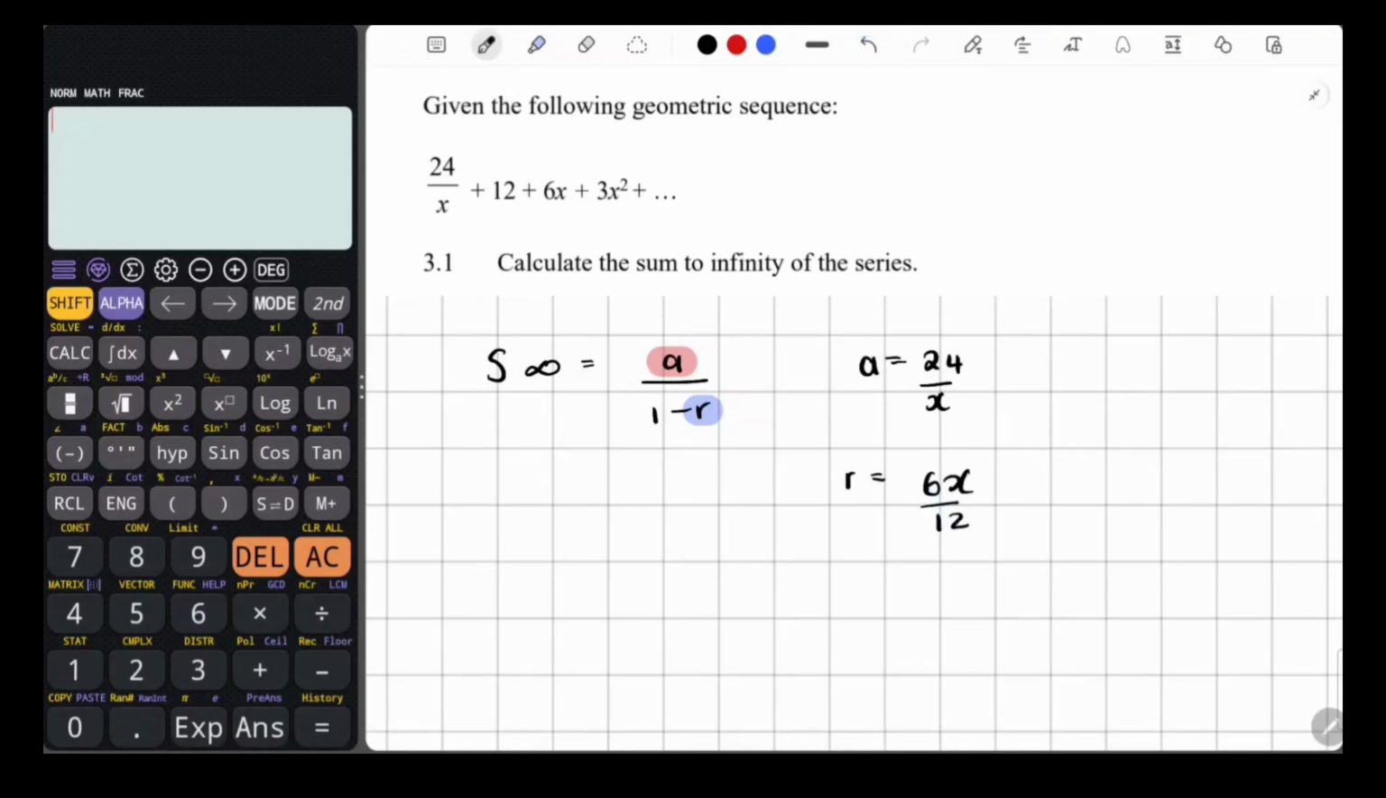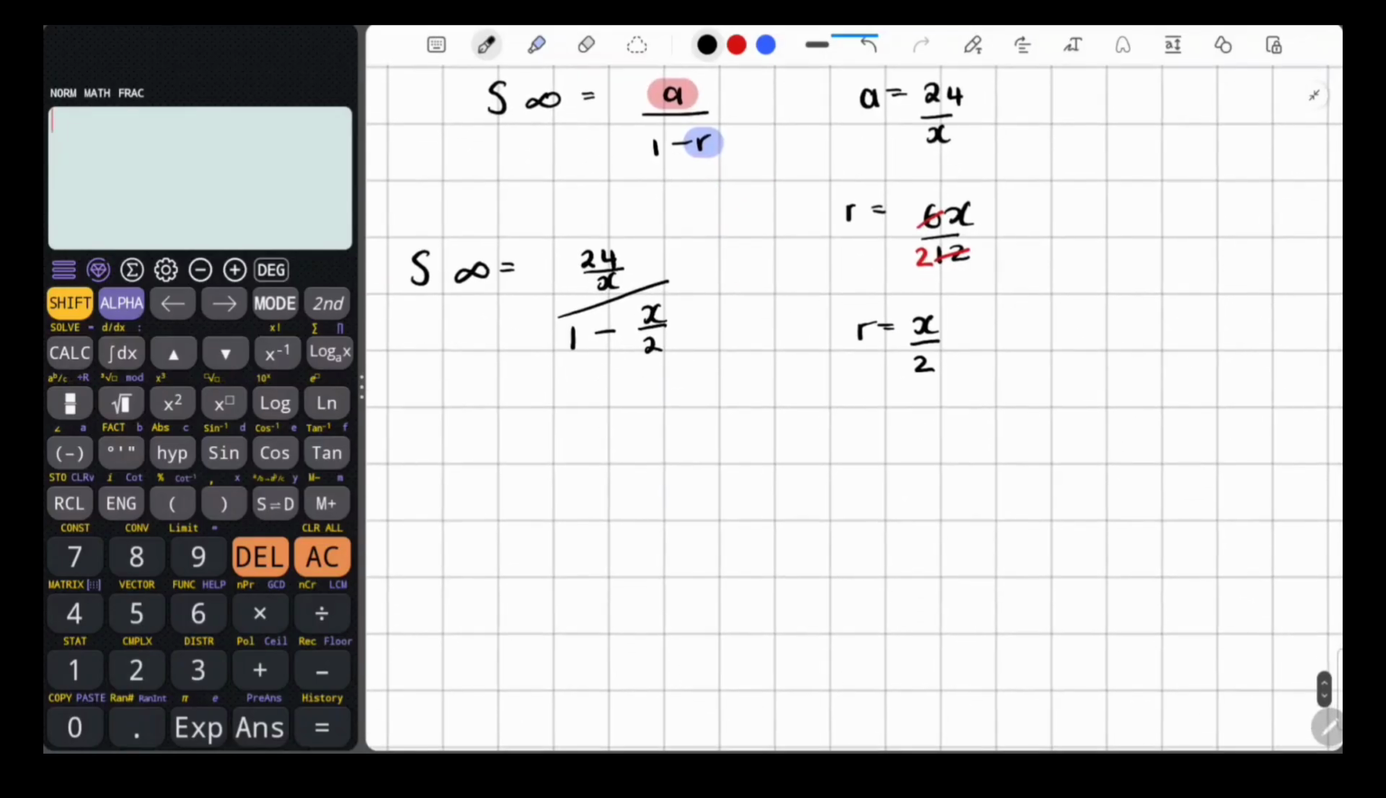Then we just have to simplify this. 6 and 12 have 6 in common. So 6 will cancel on top, 6 will cancel on the bottom, and on the bottom you'll be left with a 2. So our r is really just the x on the top over the 2 on the denominator. So we have a as that and r as that. So let's find the sum to infinity. The sum to infinity is equal to a, which is 24 over x, over 1 minus our r, which is x over 2.